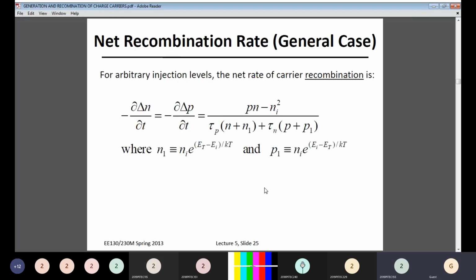So for arbitrary injection levels, the net rate of carrier recombination is minus dΔn/dt equal to minus dΔp/dt, which is equal to (pn minus ni²) divided by τp(n plus n1) plus τn(p plus p1). Now, this n1 is equal to ni e to the power of (Et minus Ei) by kT, and p1 is equal to ni e to the power of (Ei minus Et) by kT.